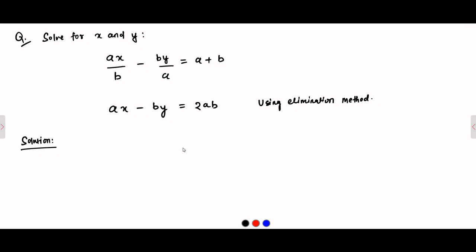So ax/b - by/a = a + b. This is the first equation. What we can do is simplify it a bit. We'll multiply the LCM of the denominators, b and a, on both sides.